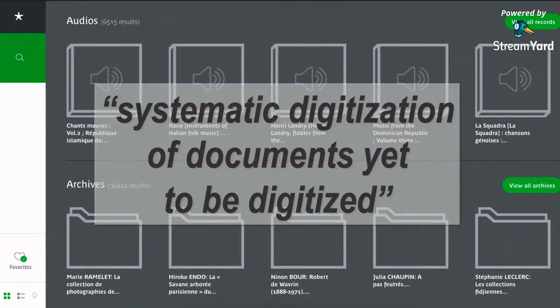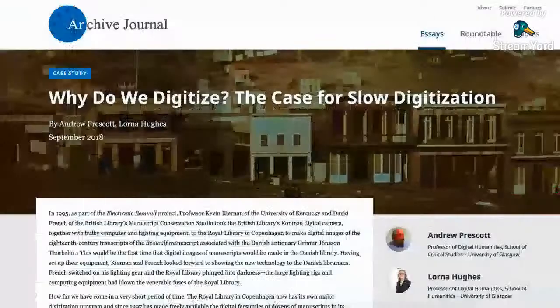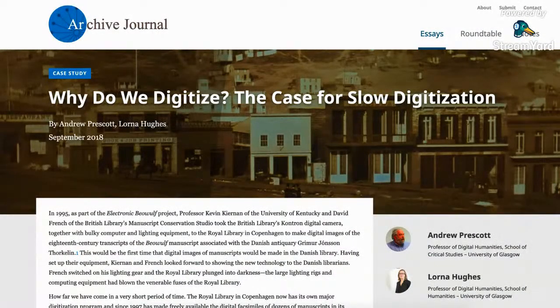But we should also question who is best placed to undertake this task and the systems of values that will inform this answer, because digitization in and of itself is not a neutral act. So we should critically examine whose needs are served by systematic digitization and explore how more nuanced systems serving the communities of origin might be established through collaborative work. So Andrew Prescott and Lorna Hughes have written a paper that argues for a slow digitization process. And this involves paying the same attention to the processes of digitization as we pay to the objects themselves, instead of rapidly digitizing cultural heritage to make it available online.